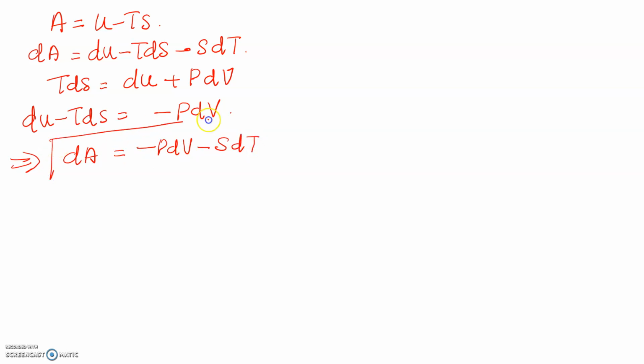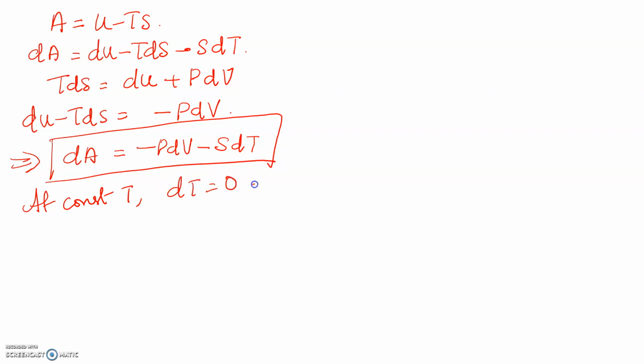Once you have this equation, we'll do the same procedure that was done the previous times. Okay, what will we do? At constant temperature, what happens? dT becomes equal to 0, or we can write dA is equal to minus PdV.